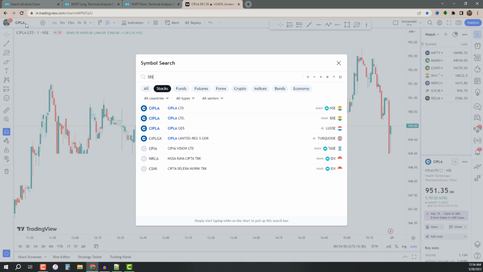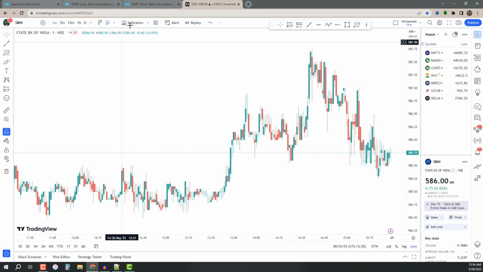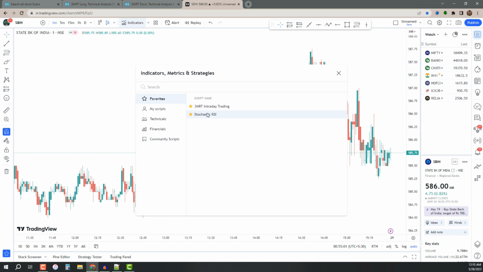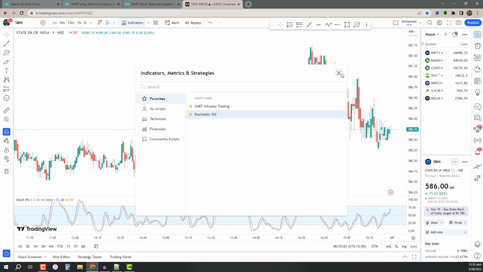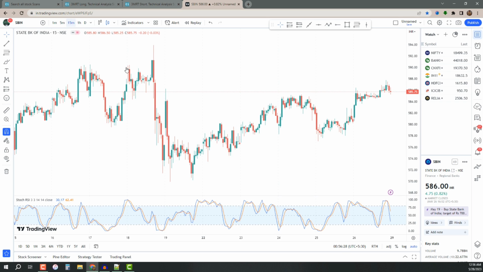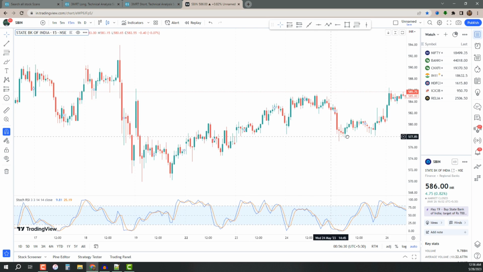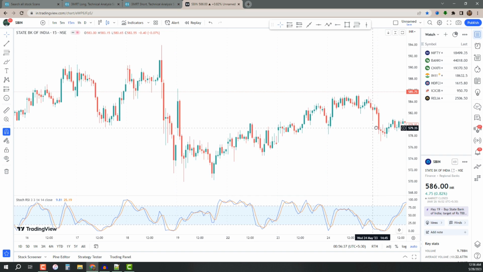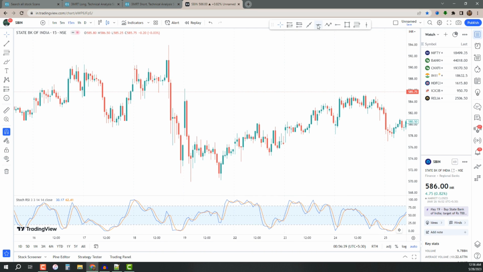First, let's look at SBIN chart. Go to TradingView or whichever the platform you are using. Go to Indicators and select Stochastic RSI, leaving the default settings intact. Adjust the time frame to 15 minutes to identify short-term support and resistance level. Next, refer to the closing price of the 24th as a reference point. Plot support and resistance levels by selecting nearby swing points on the chart.